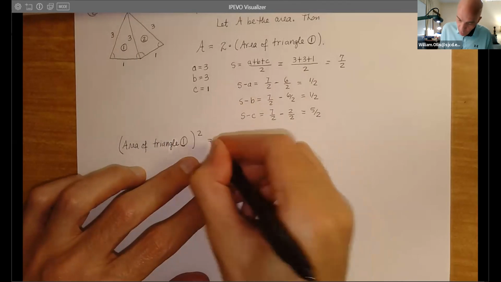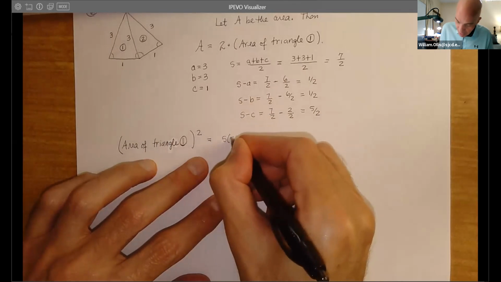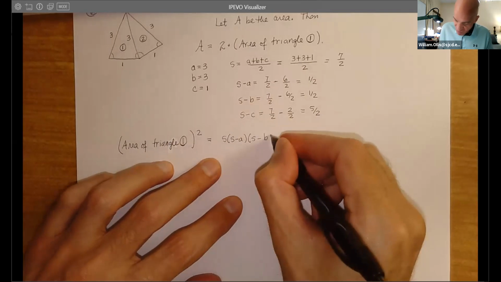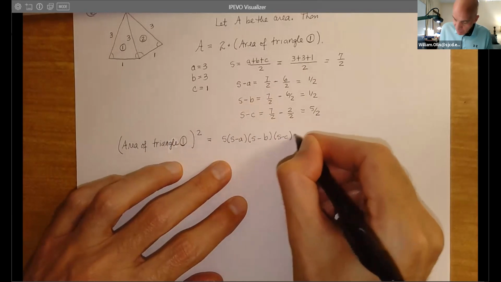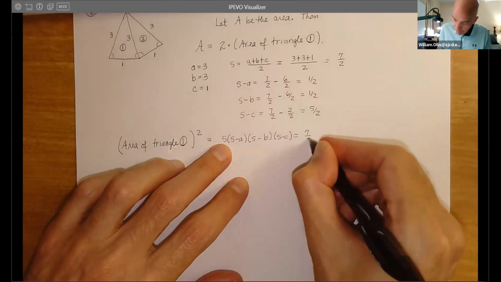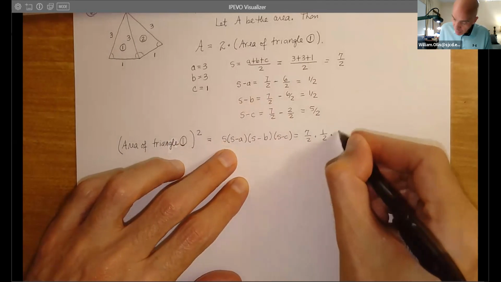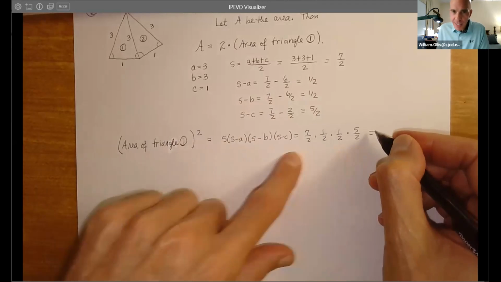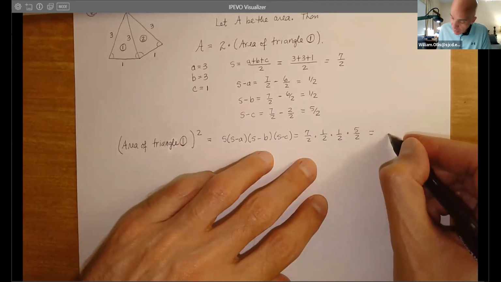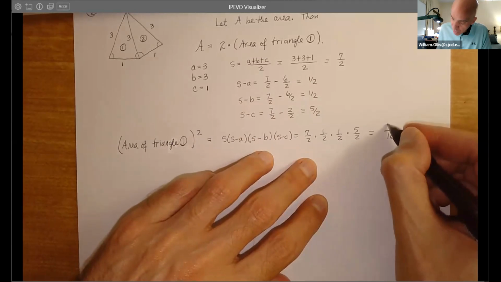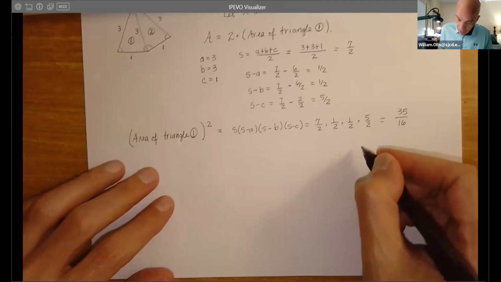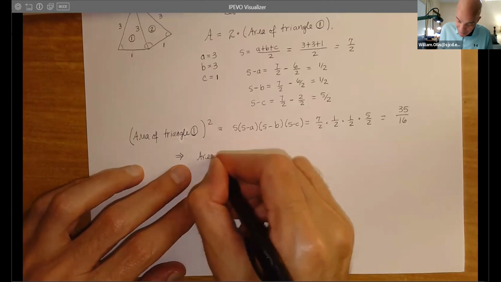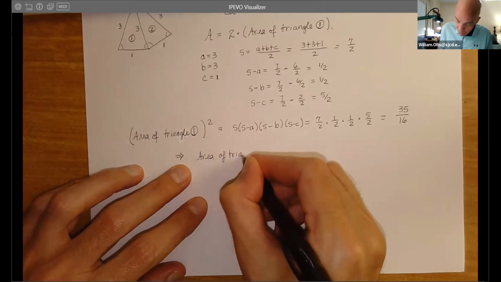And so this will just be what? S times S minus A times S minus B and S minus C. So we got 7/2 times 1/2 times 1/2 times 5/2. So there's our 16, not a surprise. So we get 16 downstairs and 35 upstairs.